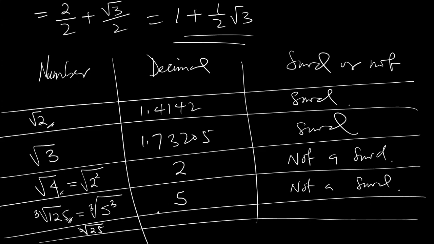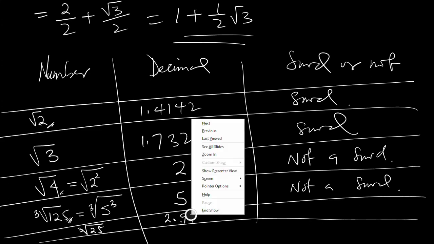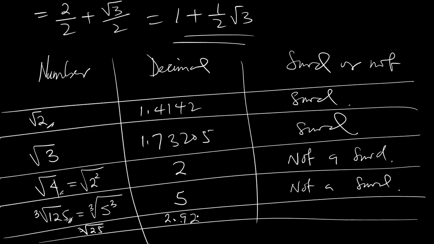It's a surd because it will give you 2.9240. This is a surd because 25 is not a perfect cube. This one is not a surd because 4 is a perfect square. This is a surd because 3 is not a perfect square. This is a surd because 2 is not a perfect square.